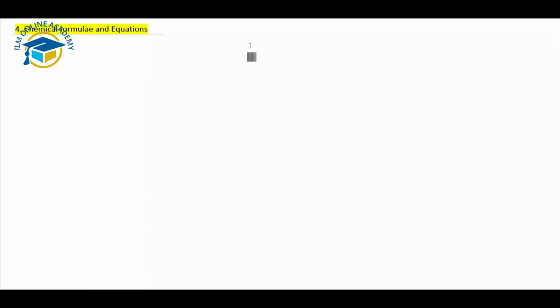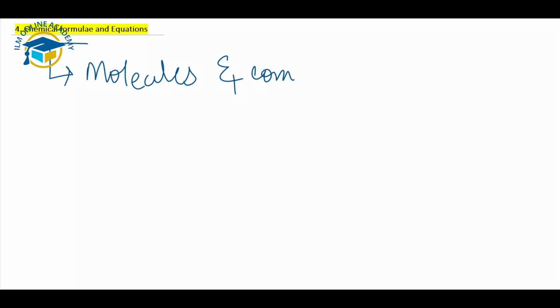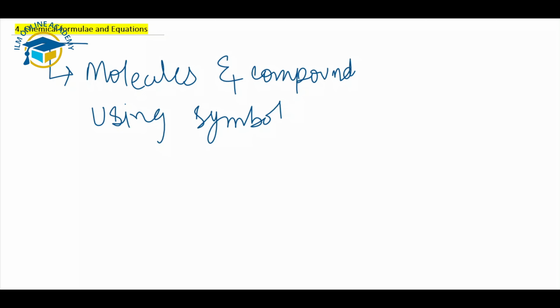First of all, a chemical formula represents the composition of molecules and compounds by using the symbols for the elements and also numerals to indicate the atoms of each element. Chemical formula represents the composition of molecules and the compounds that are present there by using symbols for the elements. It is used to indicate the number of atoms for each element.